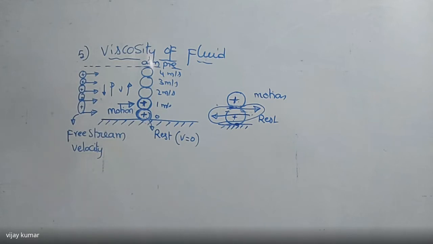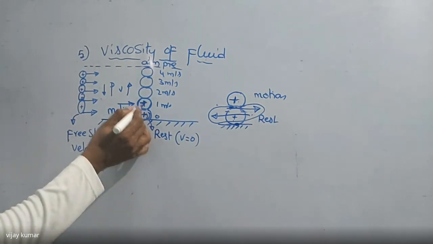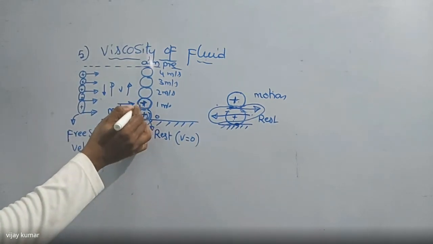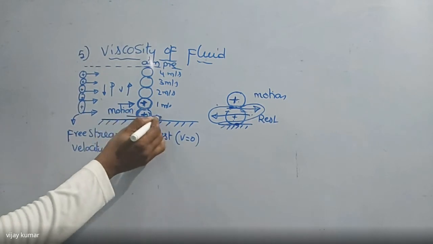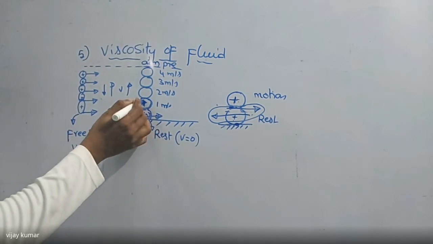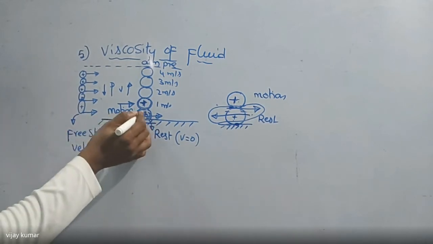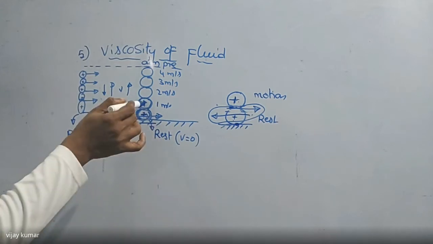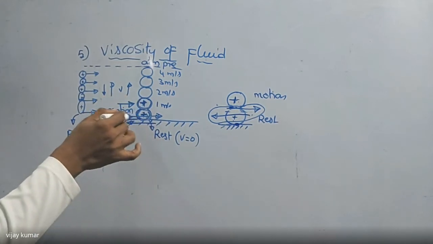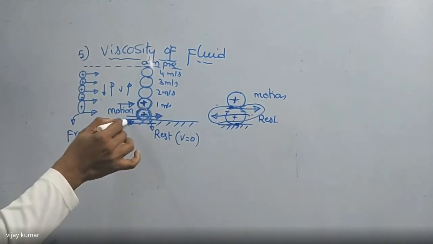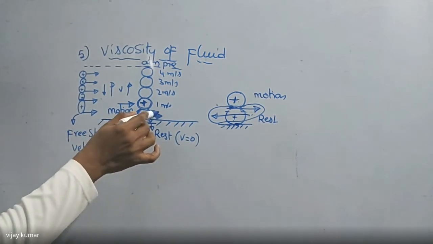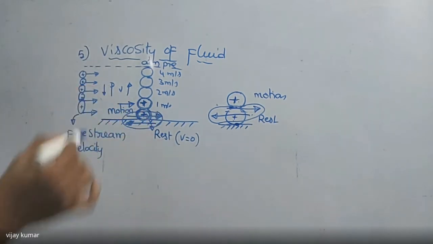So simply I am saying here, between any two fluid particles, this particle is at rest, this particle is under motion. This particle applies some force on this particle in this direction, and this particle applies some force on this particle in the opposite direction. That means the boundary and this particle are the same, because both are under rest. So this particle applies some force on the boundary in this direction, and the boundary also applies some force in the opposite direction.